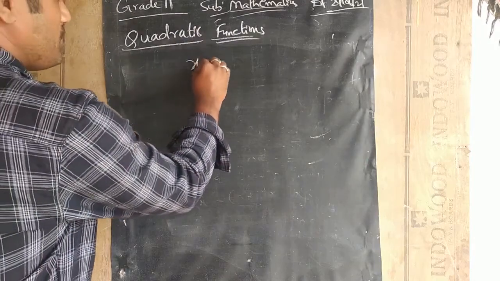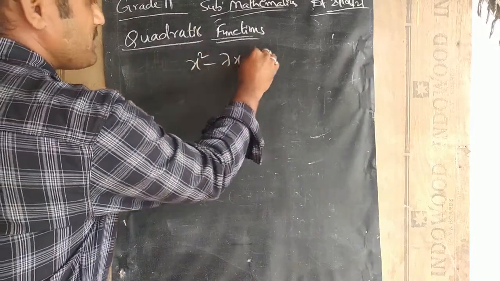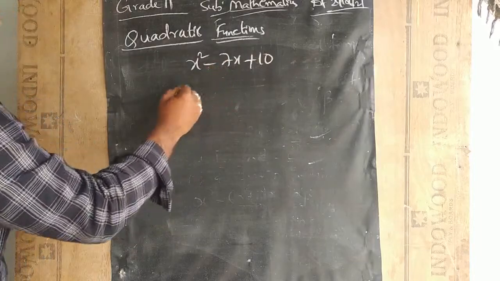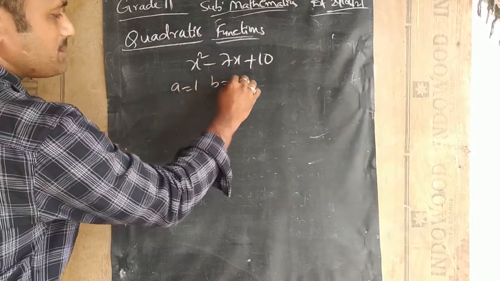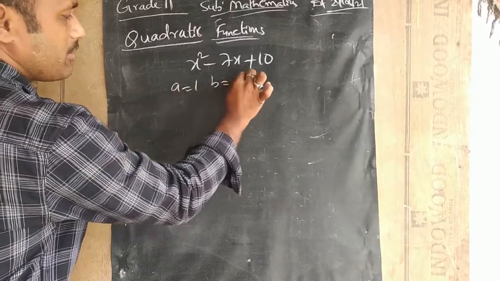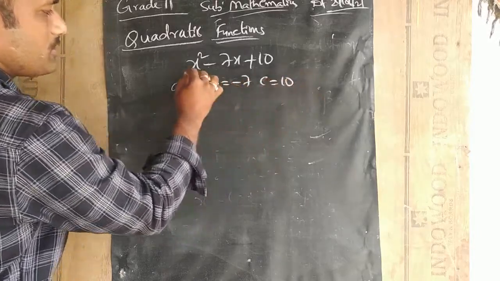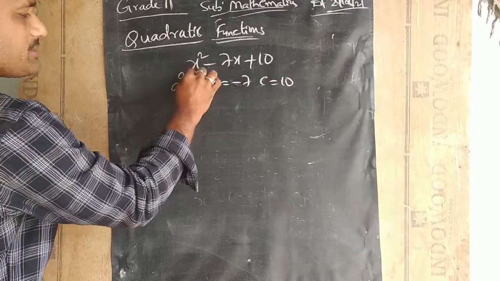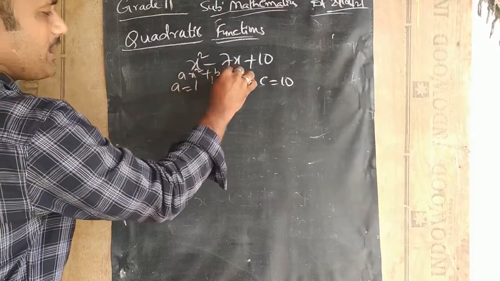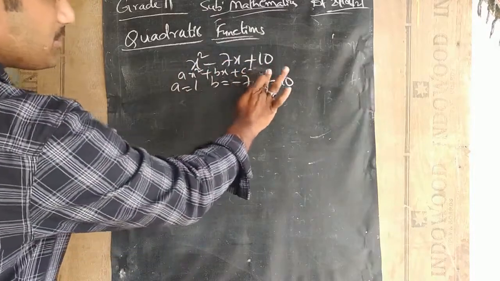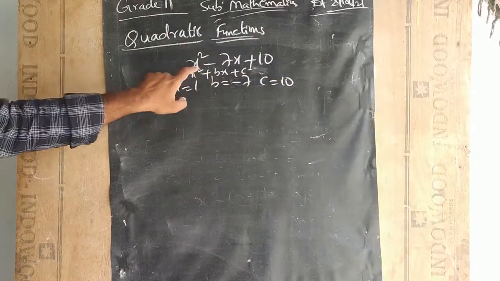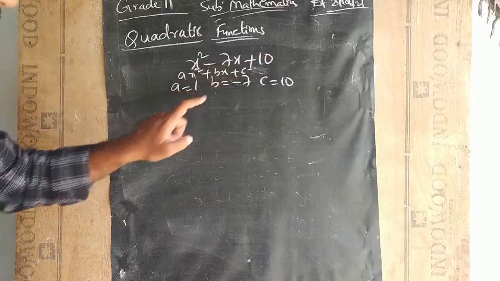Suppose, let me take a question, x square minus 7x plus 10. If I am using the quadratic formula, a is 1, b is minus 7, c is 10. The standard form is ax square plus bx plus c is equal to 0. So I am taking this, no need of 0. A value is 1, b value is minus 7 and c value is 10.